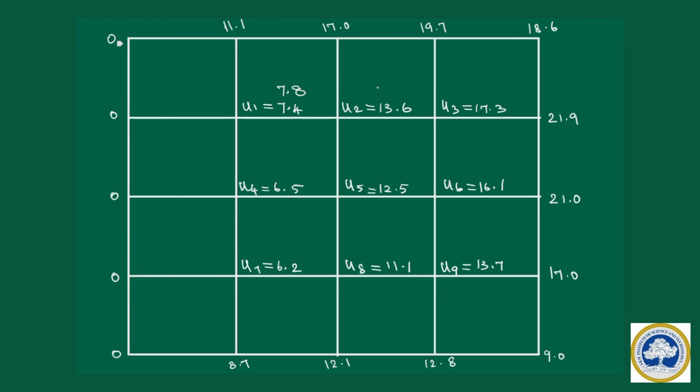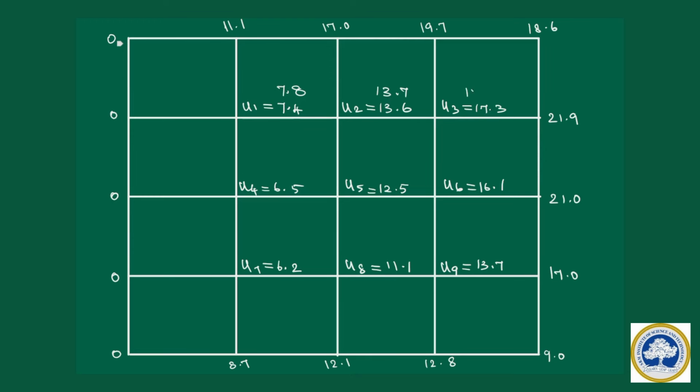Next, for U2 also use the standard 5-point formula. While considering U1 we have to take the latest value, that is, you have to remember the Gauss-Seidel method. So we have to use the latest value. Instead of taking 7.4 you have to take 7.8 for U1, then plus 17 plus 17.3 plus 12.5 divided by 4 will give you 13.7.